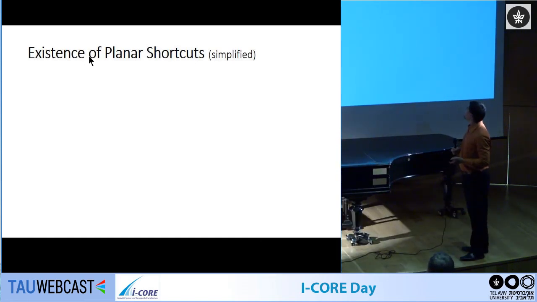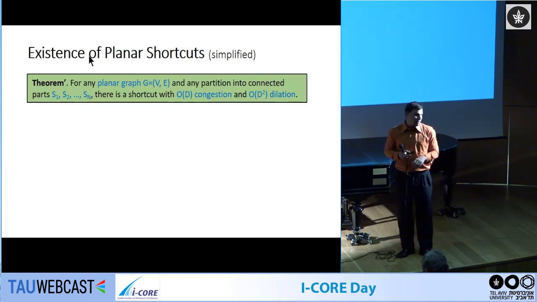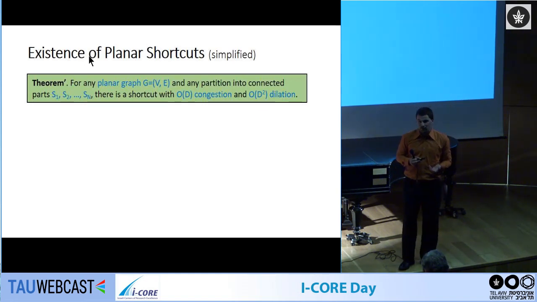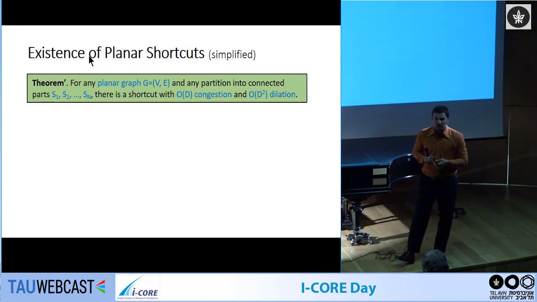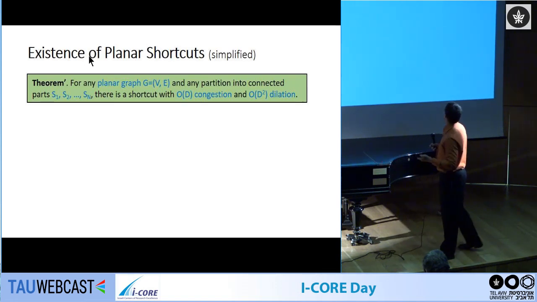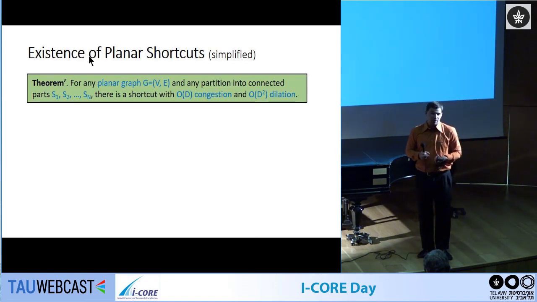Okay, so here's a slightly simplified theorem, and I'm going to sketch it for you. It shows all the essential ideas. It loses a square, but for us it's fine for now. So I'm just going to sketch for you why planar graphs have shortcuts with order d congestion and order d squared dilation.